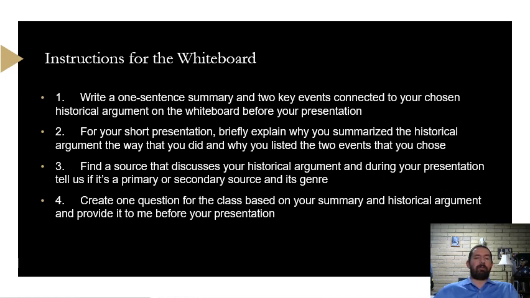We also talk about finding a source that discusses this historical argument, and basically all they need to do during the presentation is say whether it's a primary source, secondary source, and classify its genre. And then we'll talk about creating the question for the class. I will explain why, because it's going to be on a formative assessment or on a quiz that takes place after the class is over that will be posted to the learning management system. So the instructions would be on the whiteboard as they work in a group. And then basically this is the point where we would get started.